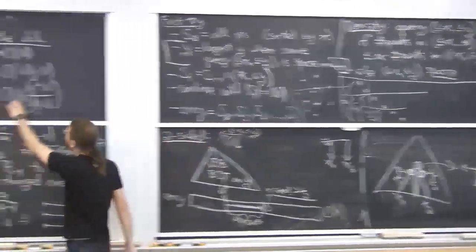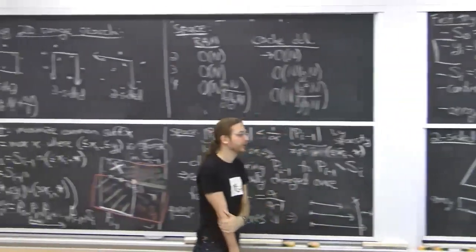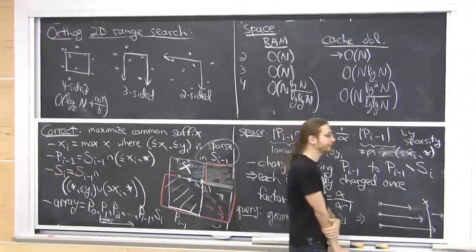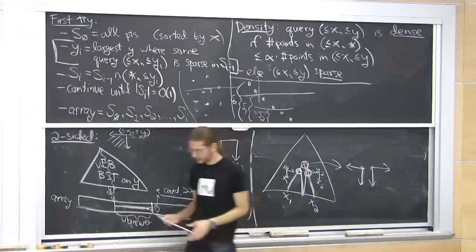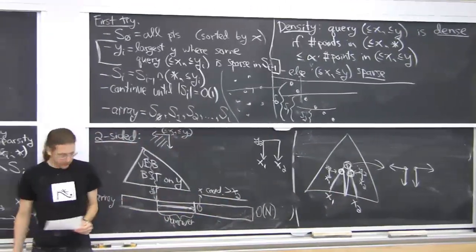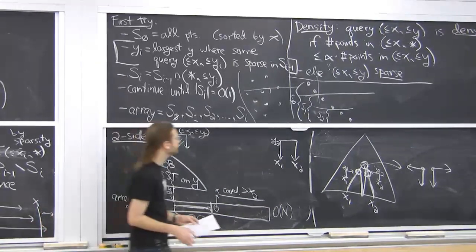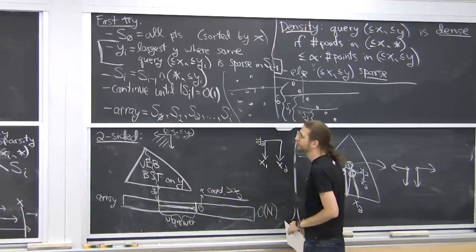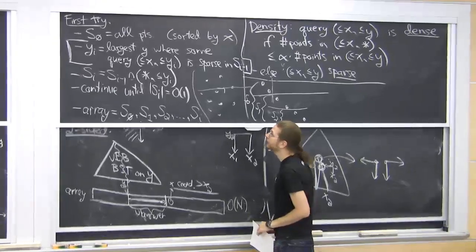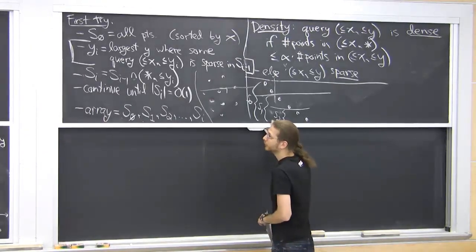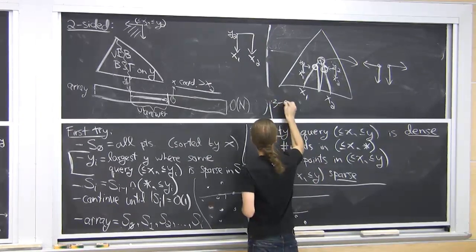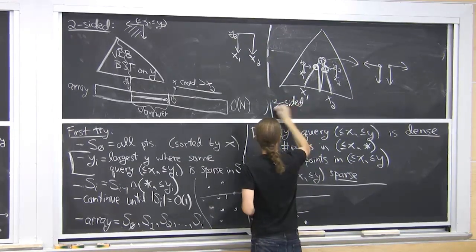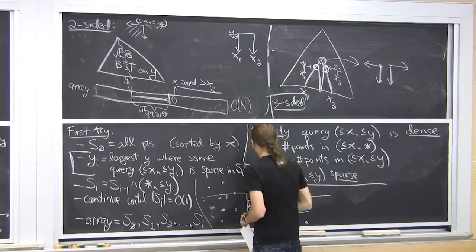So we get n log n space and log base B of n plus output over B query, because now we just have to do two queries instead of one. We don't lose a log factor. That's the trick we did before. Okay, that was easy. One more. That was three-sided. Next is four-sided.